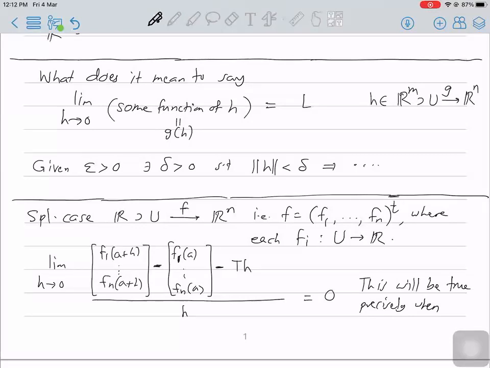Derivative of f1 into h. Exactly. And likewise in every slot, precisely when T of h is equal to f1 prime of A all the way up to fn prime of A. So in this case, where I have a vector valued function, taking its derivative as a linear map really just corresponds to just taking the derivative in each slot.